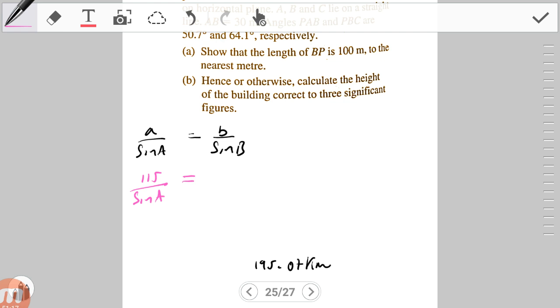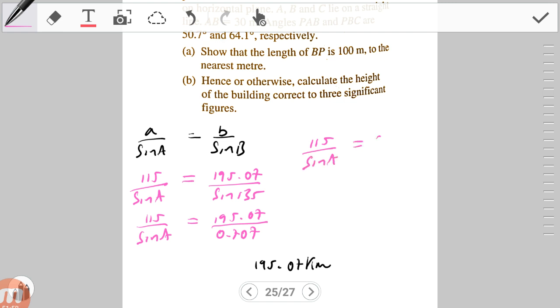And that's B, which is going to be 195.07 divided by the sine of the angle, which is 135. So it's 115 divided by sine of A is equal to 195.07 divided by the sine of 135. That's 0.707. So that's 195.07 divided by 0.707.